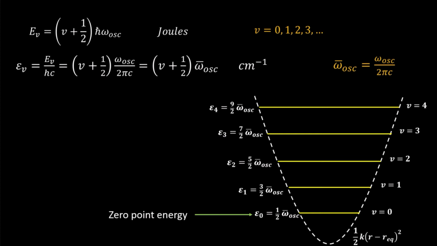As in the case of rotational spectra, vibrational spectra are observed with molecules with permanent dipole moment. Hence, only heteronuclear molecules like HCl show vibrational spectra.